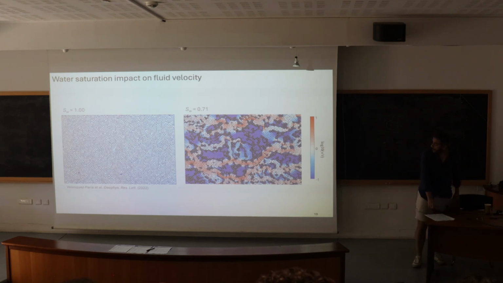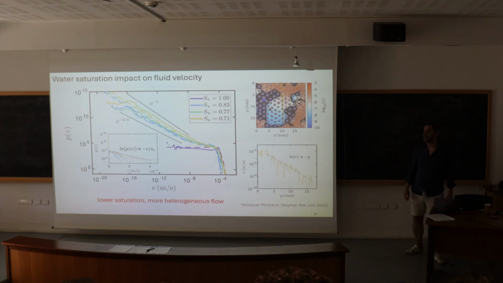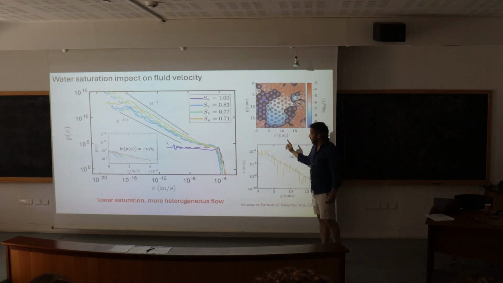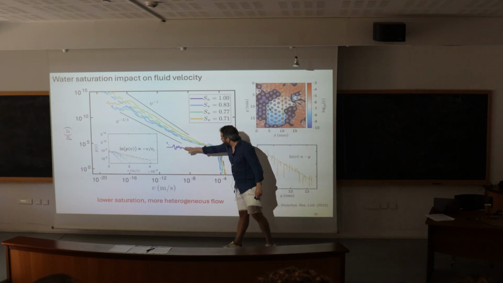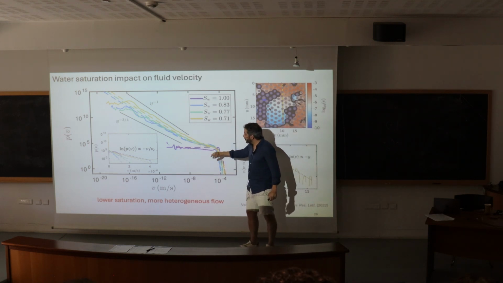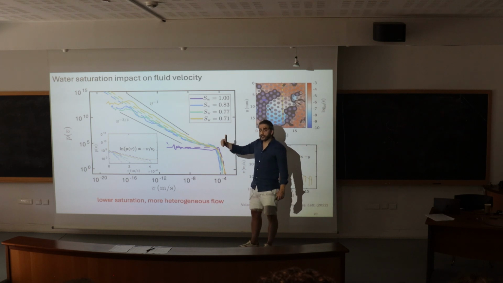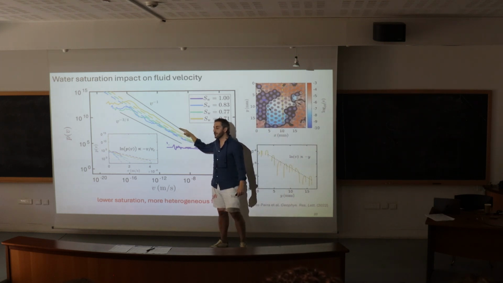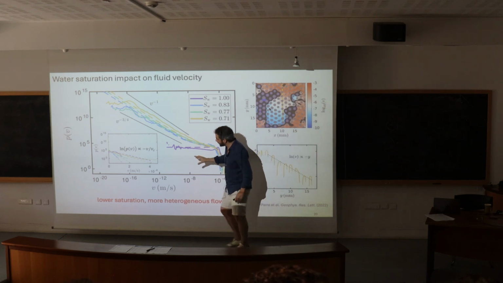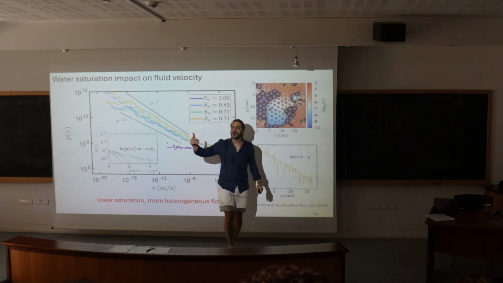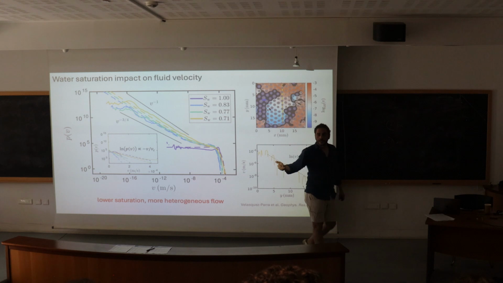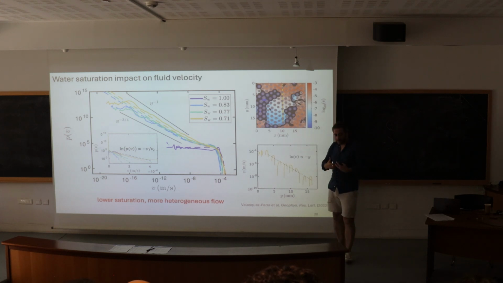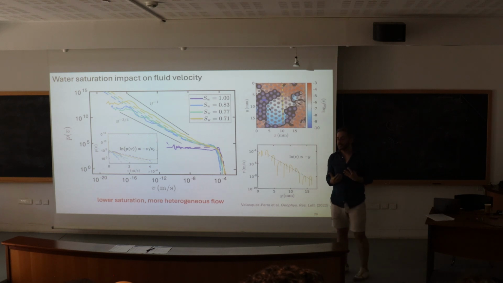So how does the PDF of velocities look for this type of systems? Again, another collaboration with Thomas. If we are in fully saturated condition, this is our PDF of velocities. But if we start to include air within the pore space, we see that we have more and more low velocities, but we also have, and this is what you have here in the inset, more and more high velocities. So we are basically broadening the distribution of velocities in our system.